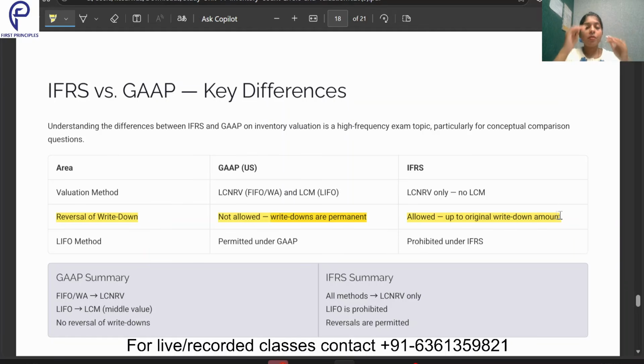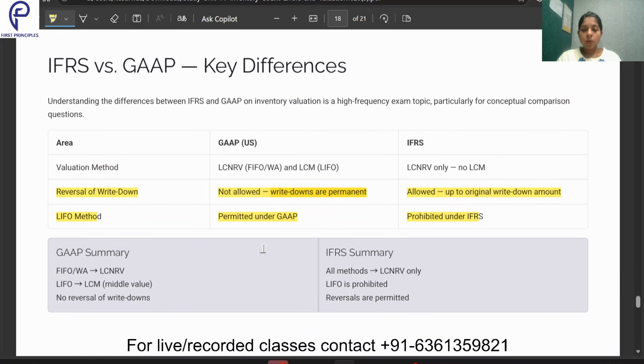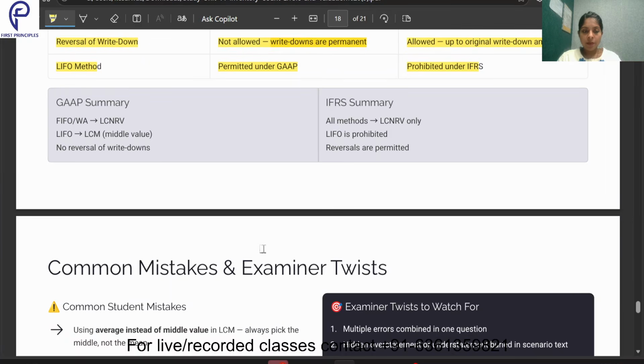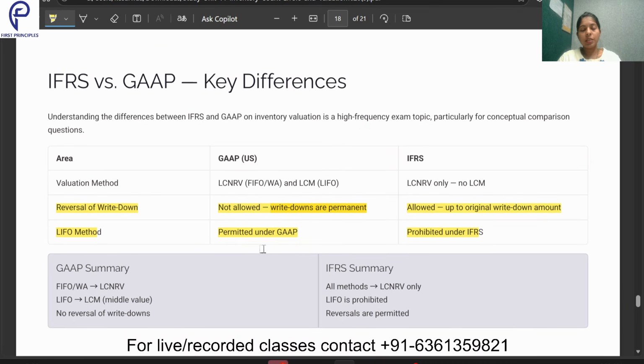So always remember, reversal of write down is not at all allowed under the US GAAP. Very important point, guys. Please remember. Then LIFO method is allowed under US GAAP, but it is prohibited under IFRS. So that's all about the IFRS versus GAAP key differences, and that's all with the inventory.